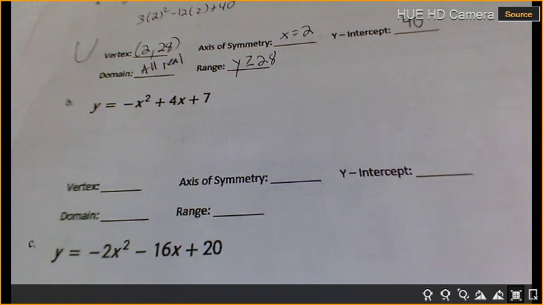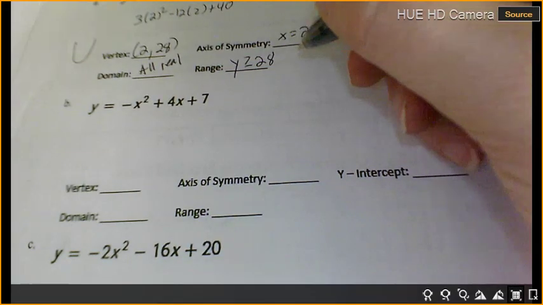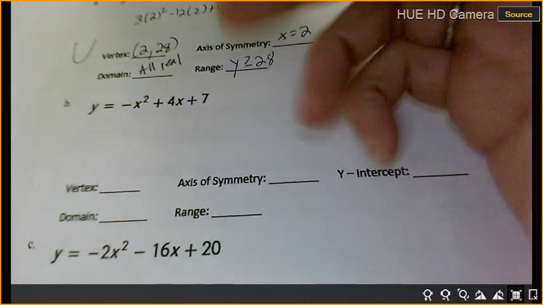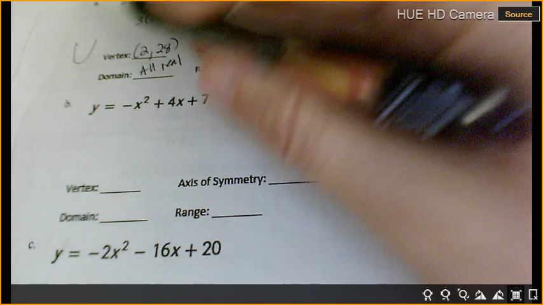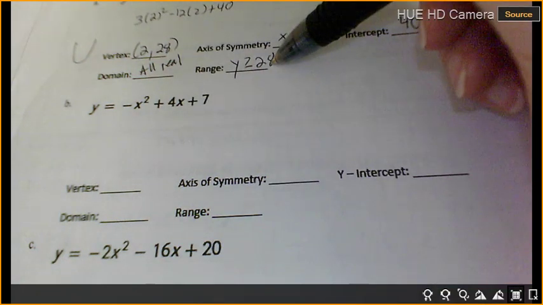I just don't get it. So, the domain, you just put all real? Yep, any number will work. Any number you can put in an answer. I can put any number in here for x and it'll come up with a y. But the only y's you will get are numbers that are bigger than 28.